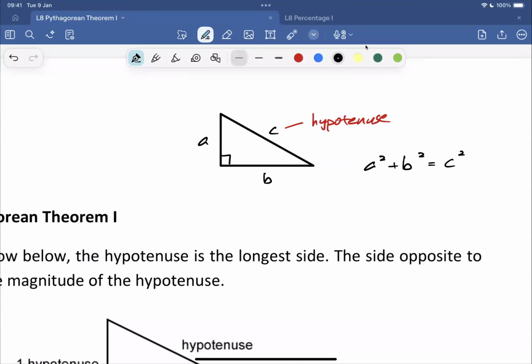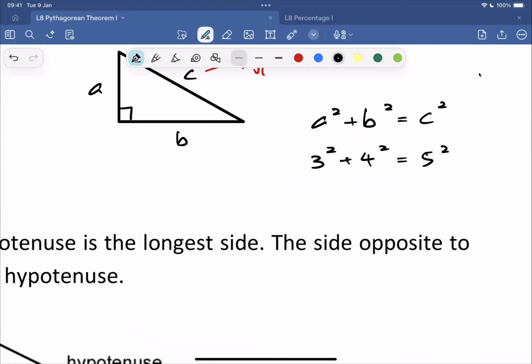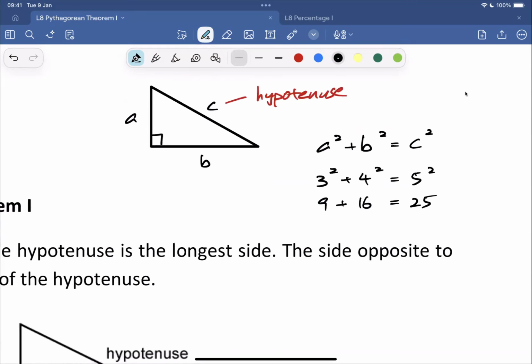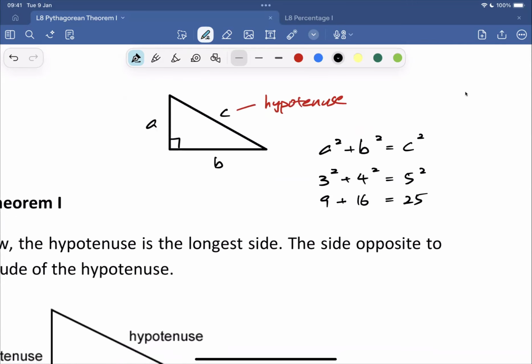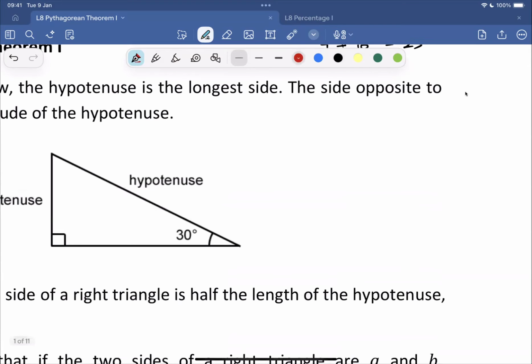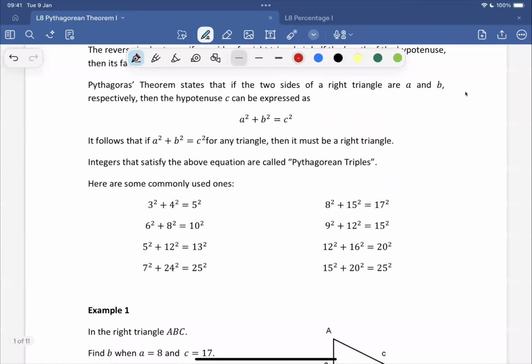longest side. One of the most common examples is 3 to the power of 2, 3 squared plus 4 squared equals to 5 squared. Because when you add them together, 3 to the power of 2 is 9, 4 to the power of 2 is 16, and guess what? 5 to the power of 2 is 25. 9 plus 16 is 25. Okay, so it works. 3 squared plus 4 squared equals to 5 squared. And there are many common examples that work as well.